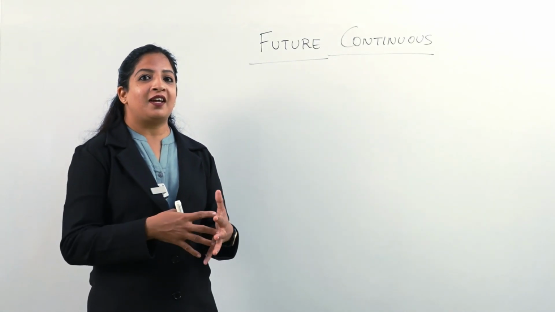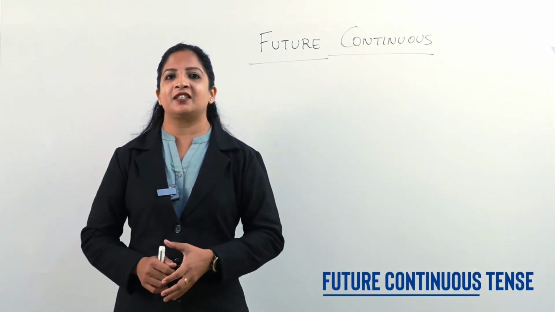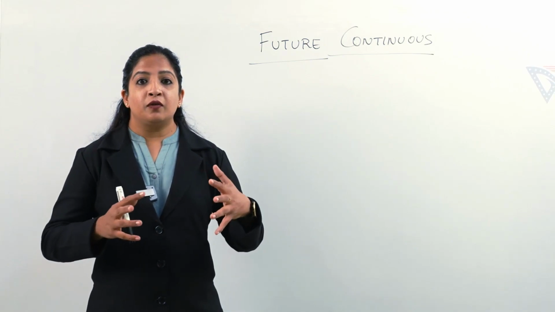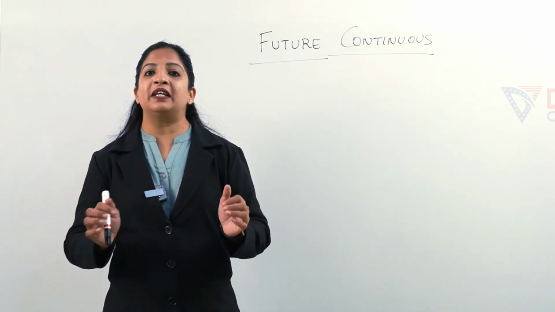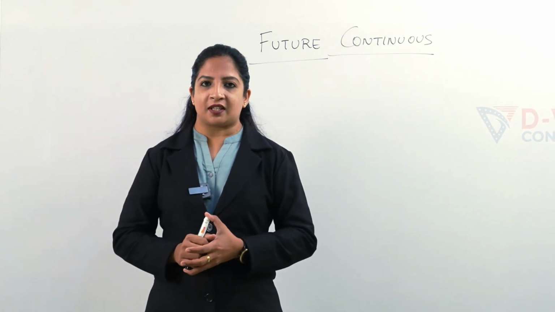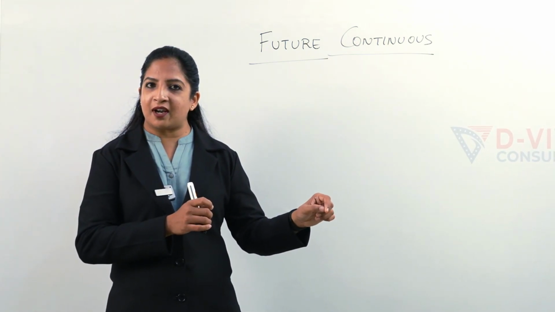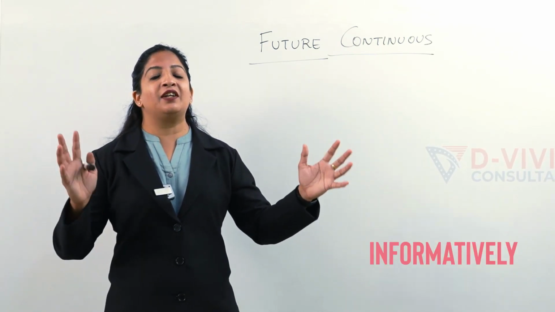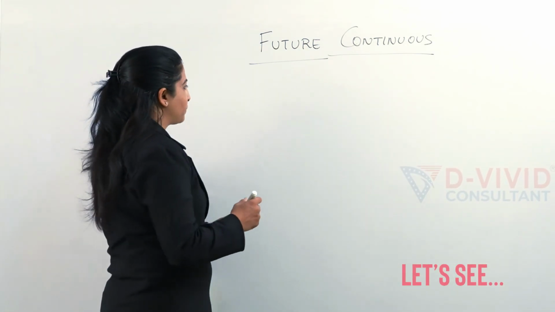Guys, so today we are going to clear all our doubts regarding future continuous tense. If you remember, in past continuous tense we needed three situations, either of them, to complete our sentence or to complete our idea. Same goes with future continuous tense. If we just write the first part of the sentence and then place the full stop right there, it will grammatically be correct but not informatively. It will be incomplete. So let's check it out.